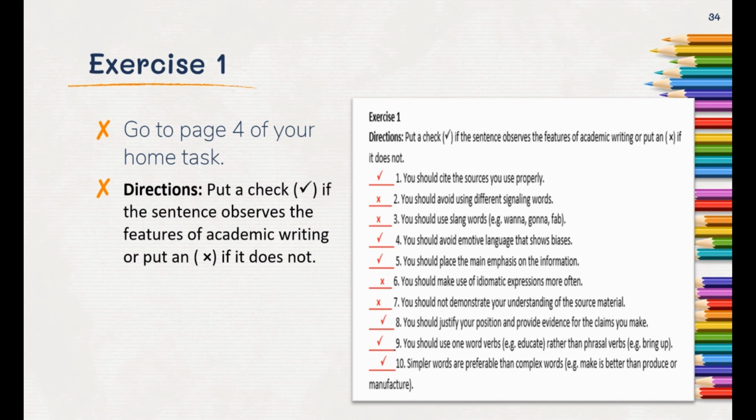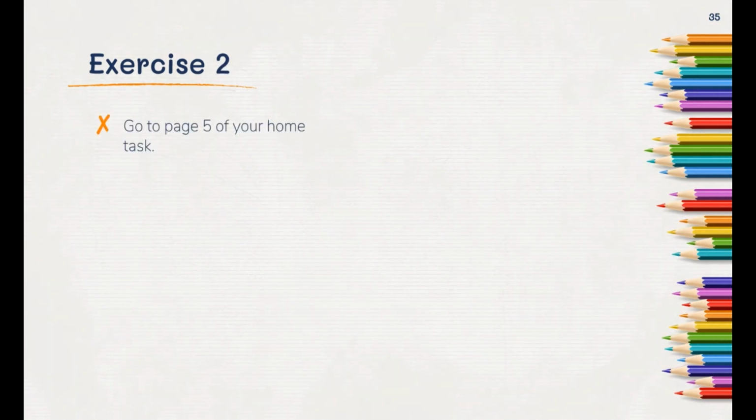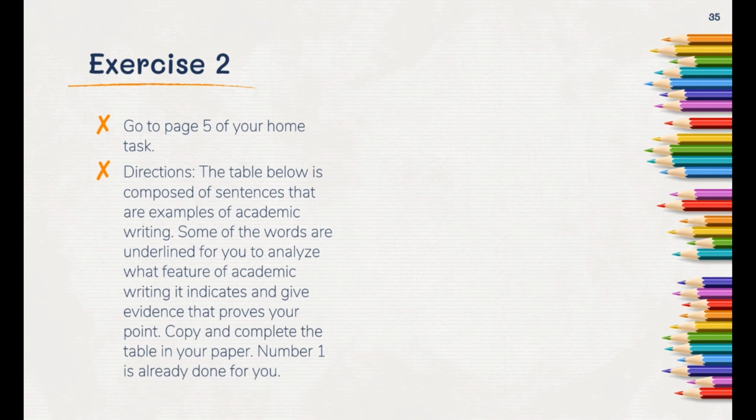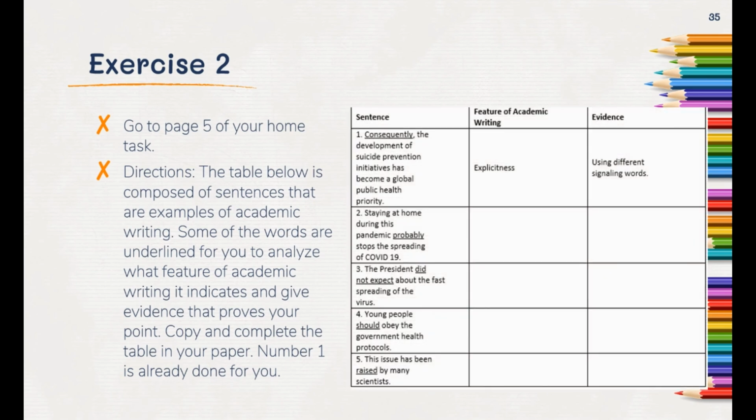Now go to page 5 of your home task. The table below is composed of sentences that are examples of academic writing. Some of the words are underlined for you to analyze what feature of academic writing it indicates and give evidence that proves your point. Copy and complete the table in your paper. Number 1 has already been done for you. Are you ready to answer the rest? Let's go!